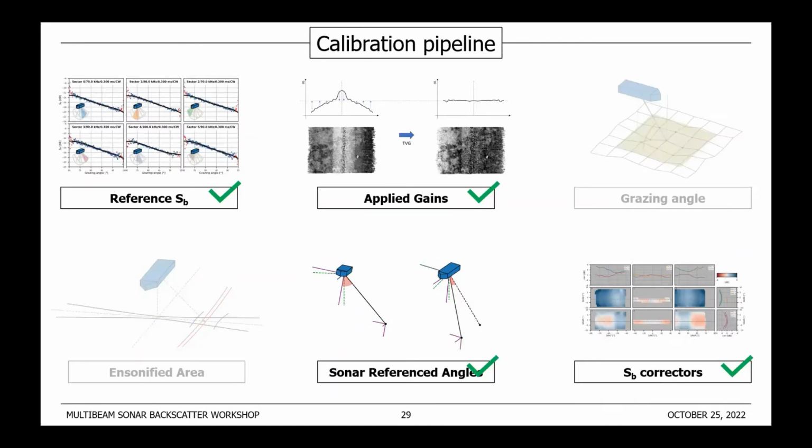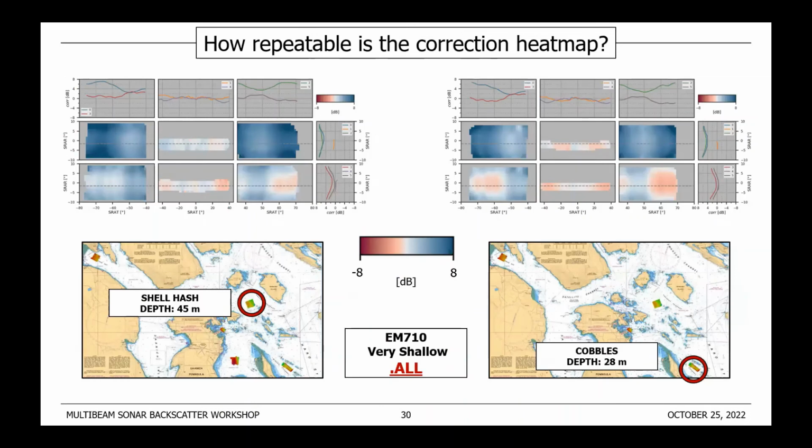So we went through the calibration pipeline that we developed. However, the question remains, if I use a different reference area with the same system, using the same mode, will I have the same correction heat map? I should, because which calibration I get shouldn't depend on the reference area. So we tested for that.